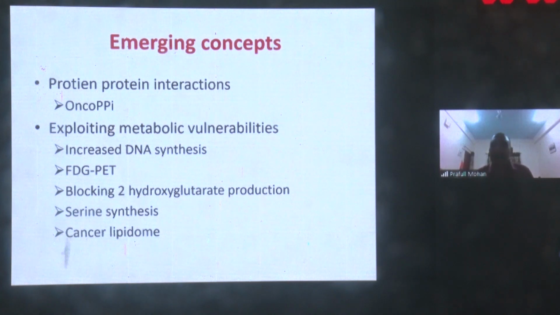A lot of cancer cells also have an enhanced requirement of lipids. However, it is very difficult to target those because our understanding of the cancer lipidome is limited as of now. But this is another area where a lot of work is going on so as to identify how we starve the cancer cells of lipids.